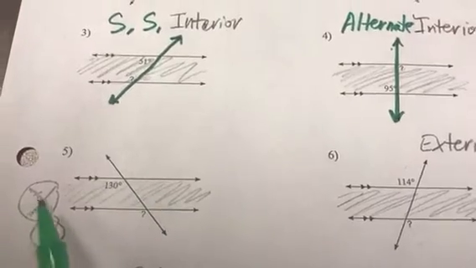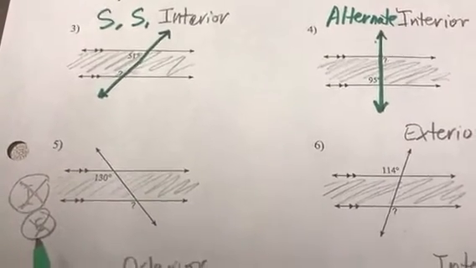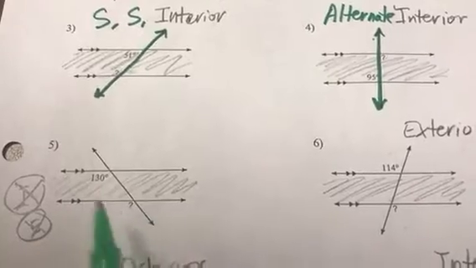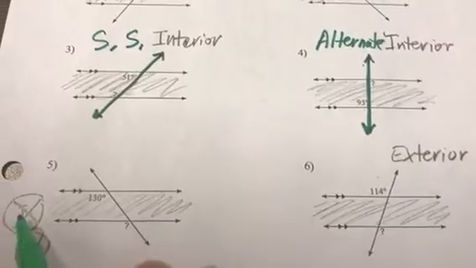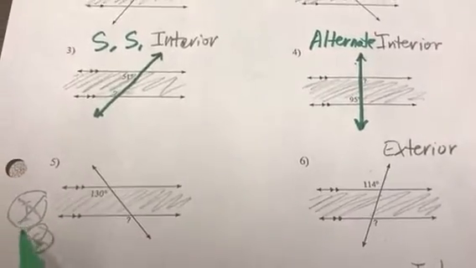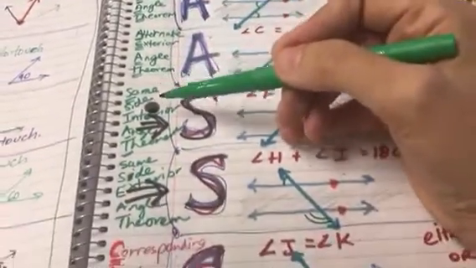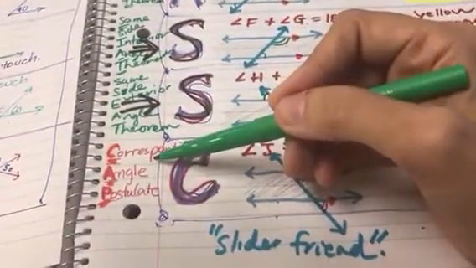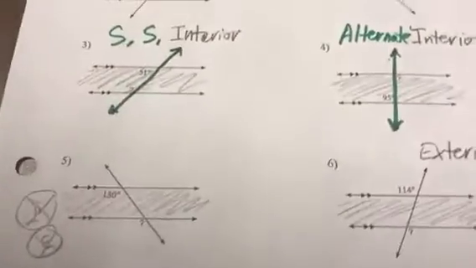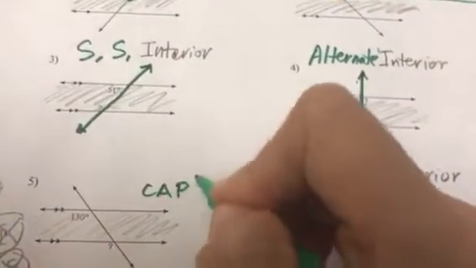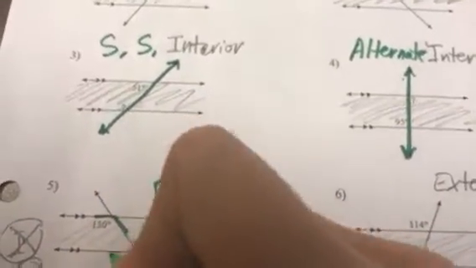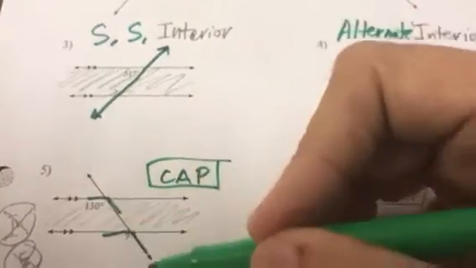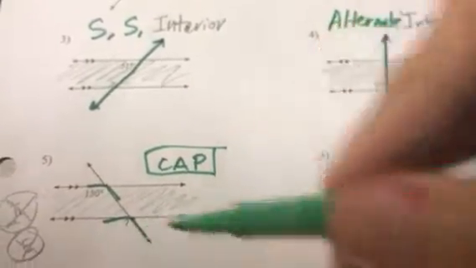Ooh. It's not interior or exterior. They're on the same side of the road, but I can't use any of the alternate interior angle theorems or the exterior or the same side interior or this. Notice how all these names say interior, exterior, interior, exterior. So the only thing I have left is CAP. So I'm going to put CAP, corresponding angle postulate. This is what I call my slider fence. If I slid this guy off the road, he'd land right there.